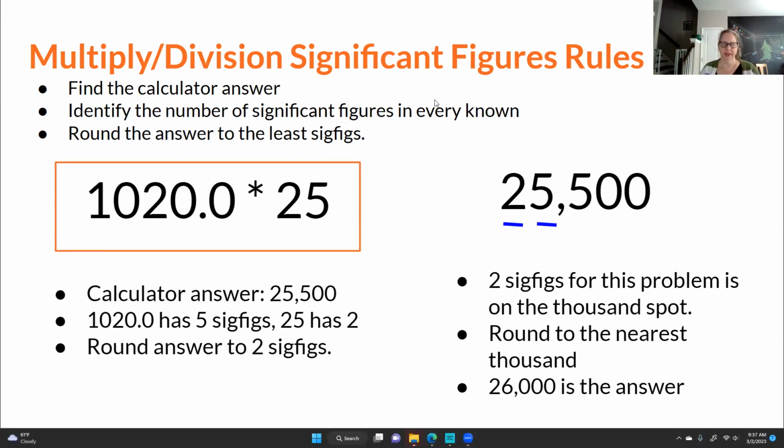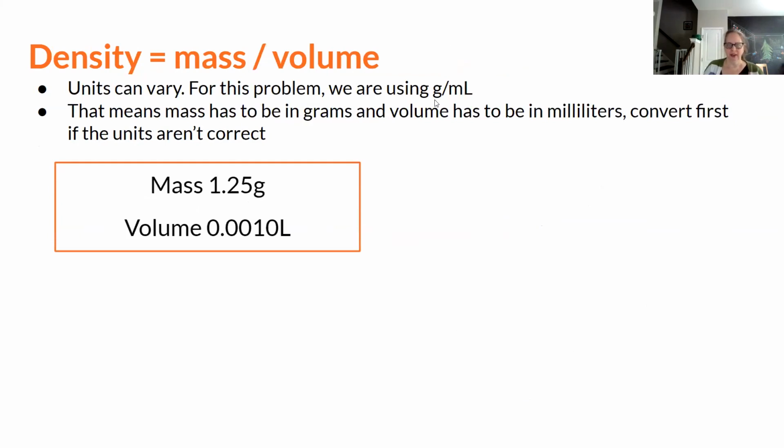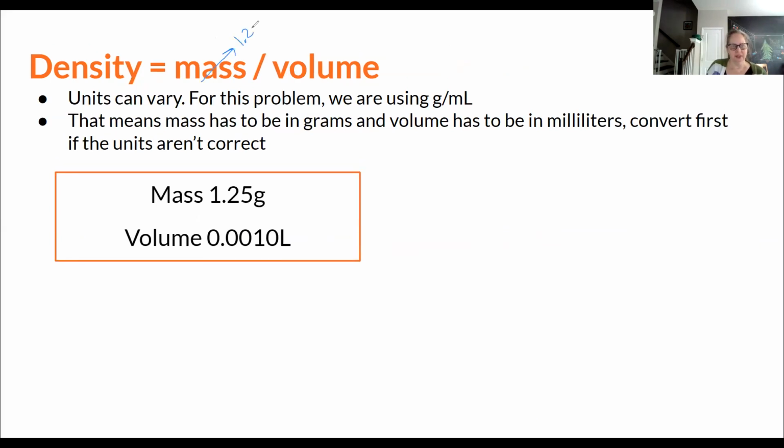So be very careful on your rounding. All right, so here we have a density problem, mass over volume. They gave you the equation. They might not, because it is a standard from earlier years. The mass of something, I'm going to substitute. They give us a mass of 1.25 grams. They gave us a volume of 0.010 liters.